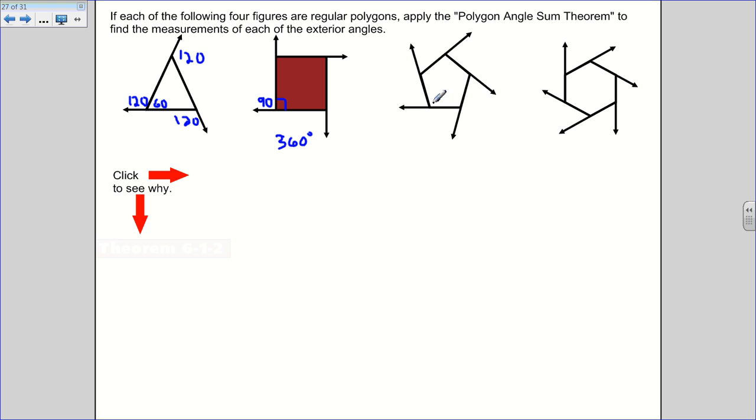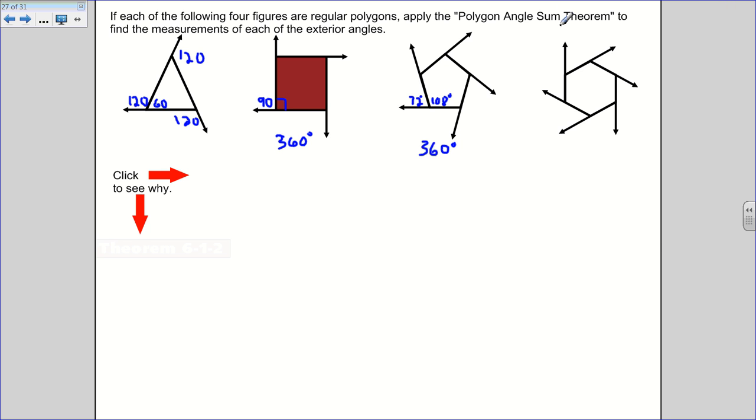Pentagon, same thing happens. If I did the n minus 2 formula, you got 108 degrees for each one of them, a total of 540 inside, which would mean that the exterior angles are 72 degrees each, and there's 5 of them. And 5 times 72, guess what? Again, 360.